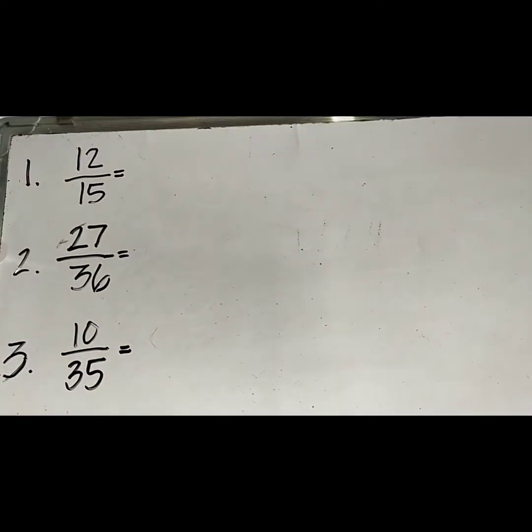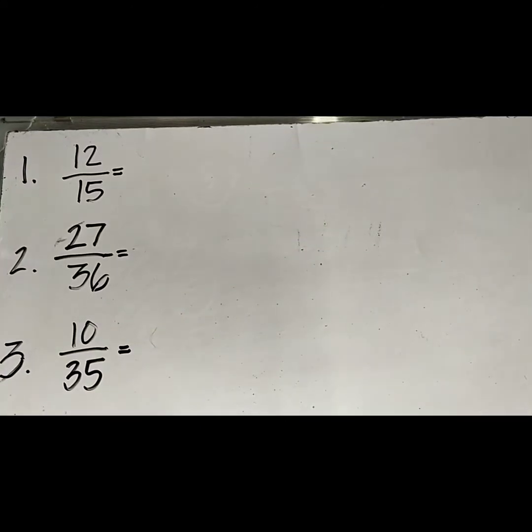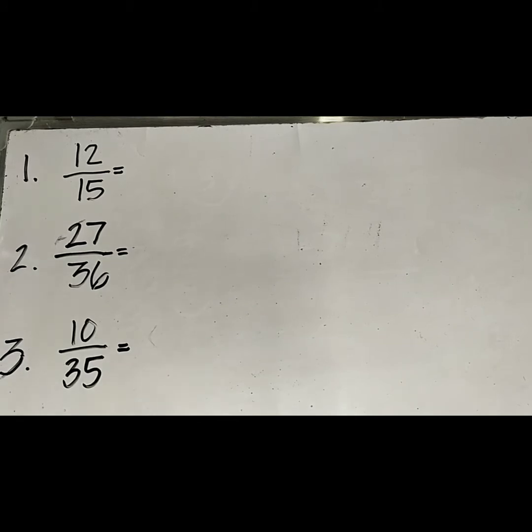Okay, let us now solve reducing fractions to their lowest terms. In reducing a fraction to its lowest term, we have to use the greatest common factor. The greatest common factor should be the greatest, or biggest, number, so that after dividing the numerator and denominator, the result will be the lowest term of the fraction. Because if we do not use the greatest common factor, then definitely our answer will not be in the lowest term. So let's start.